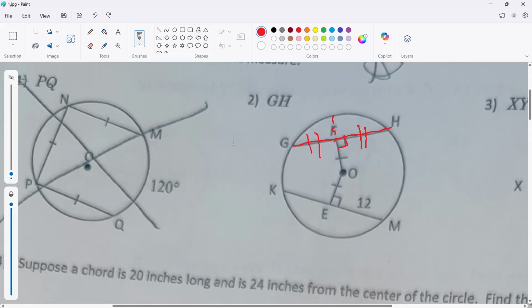So this wants to find GH. If EM is 12, that is bisected, so KE is 12, and that means FH is 12. They're the same length, those chords, because they're the same distance from the center. They're perpendicular to a radius. If I extend that radius, therefore it's bisected, so that's 12 as well, and so GH equals 24. That's the answer to that one.